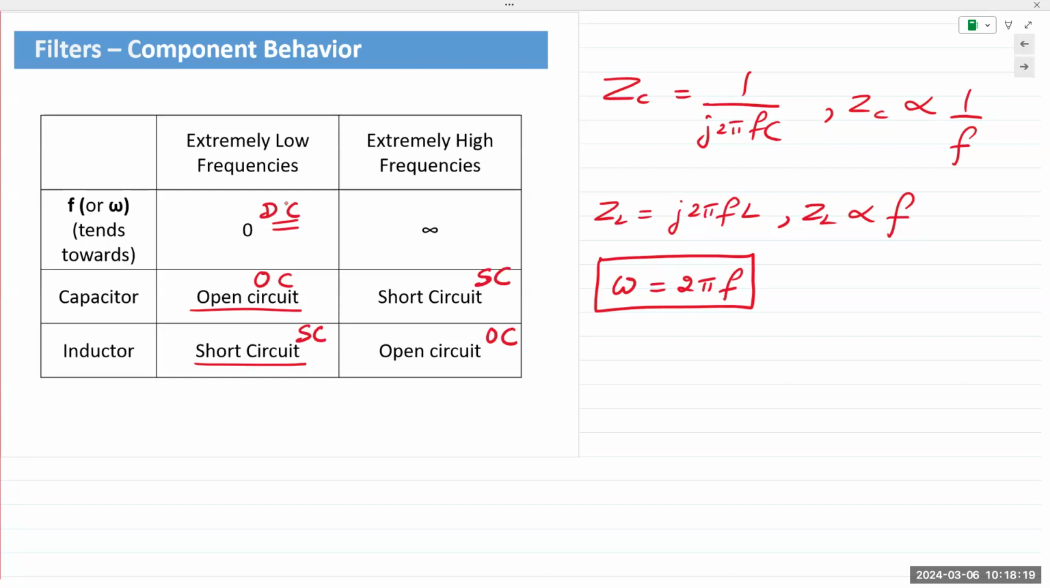And at extremely high frequencies, when f tends towards infinity, a capacitor behaves like a short circuit because it's constantly charging, discharging, charging, discharging. So current is constantly moving in that circuit through that capacitor, constantly reversing. And an inductor is the exact opposite. An inductor behaves like an open circuit, or OC.